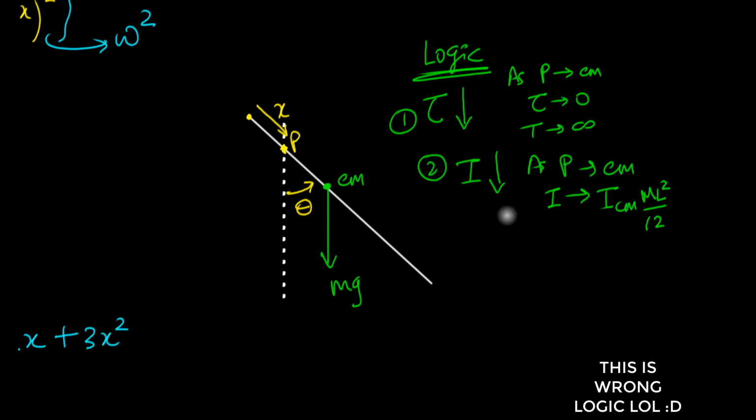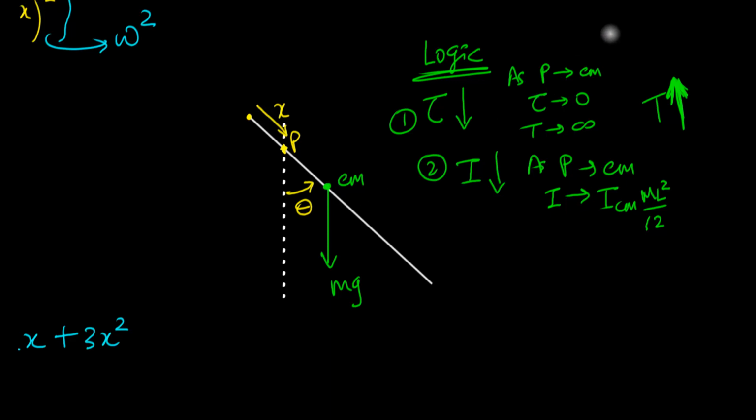Let's see. So as I come closer and closer and closer, if the torque decreases much faster, I would expect the time period to increase. I would expect the time period to increase, right? Yeah. But then why does the time period become the same at a specific point? Oh, this is very interesting.